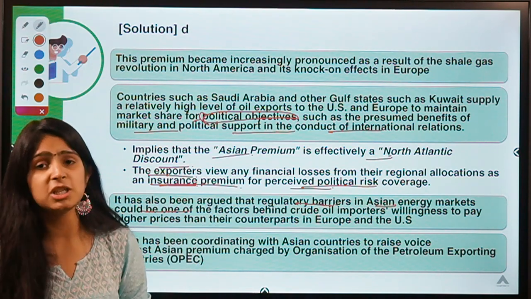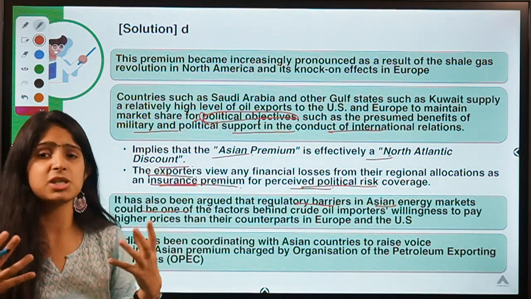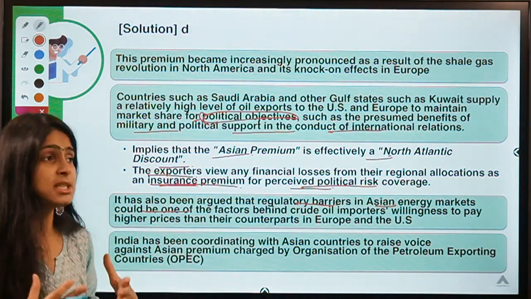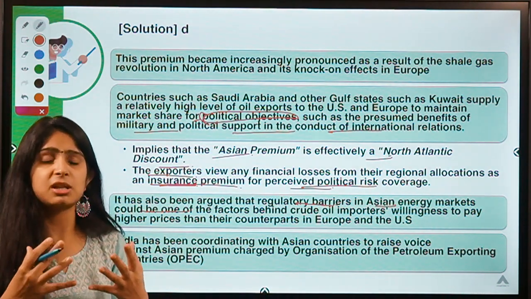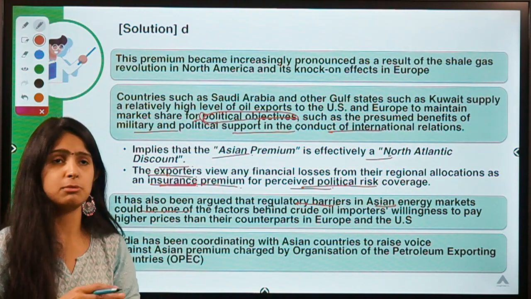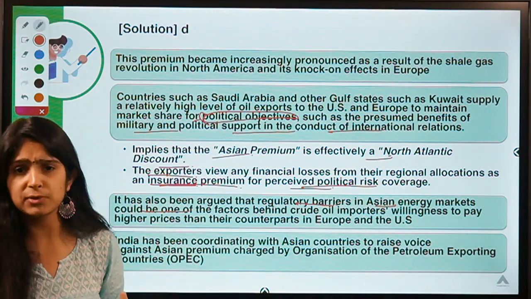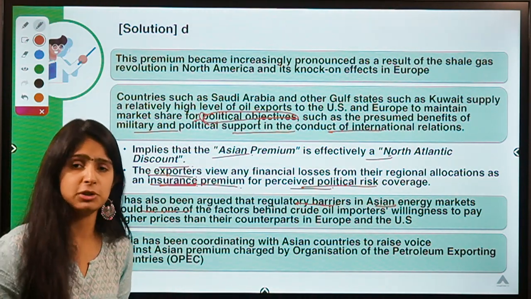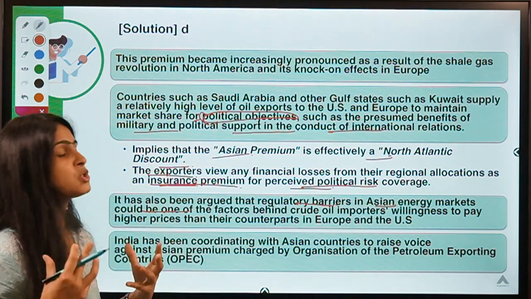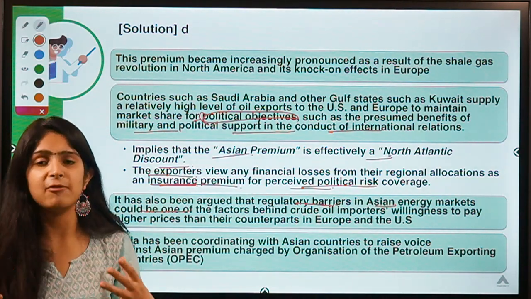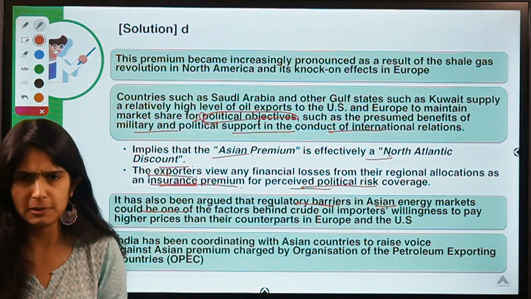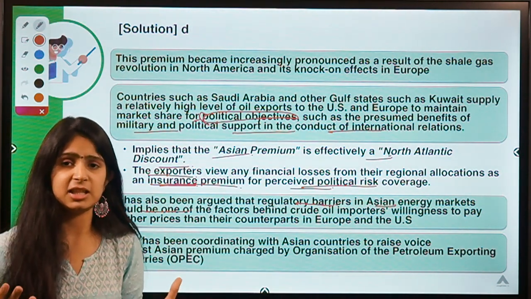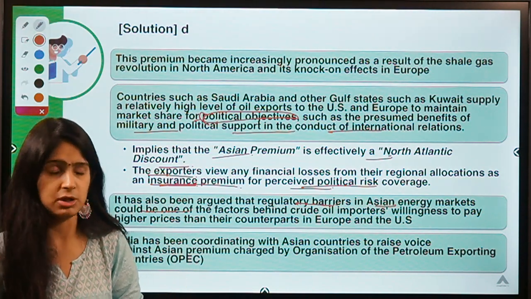That is why Asian nations try to lap up as much oil as they can as a security. Because oil is a driving factor for the economy, right? Most of the prices of goods and services depend upon oil prices. So they try to have a good stock of oil as a security, so that in case there is any problem, they can keep their economies going, right?